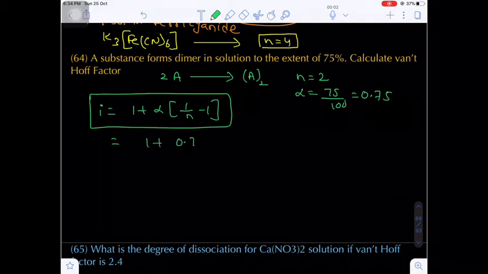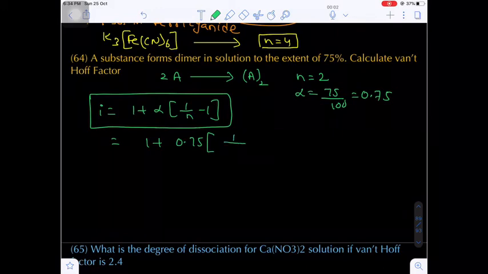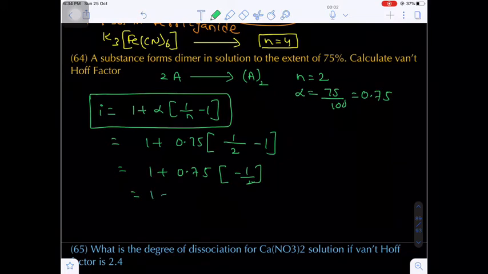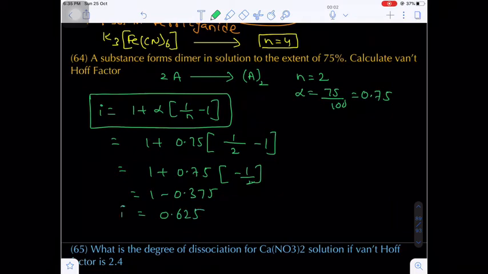1 plus, what is the alpha value? 0.75 into 1 by n, value 2, minus 1. Okay, so 1 plus 0.75 into 1 by 2 minus 1, that will be minus 1 by 2. So 1 minus 0.375, that will be 0.625. This is the iota value. Are you getting my point?